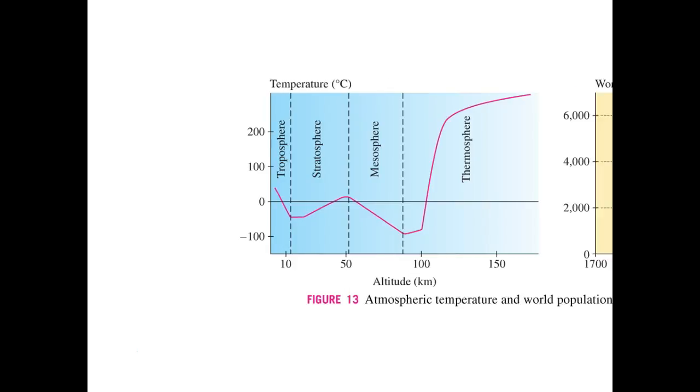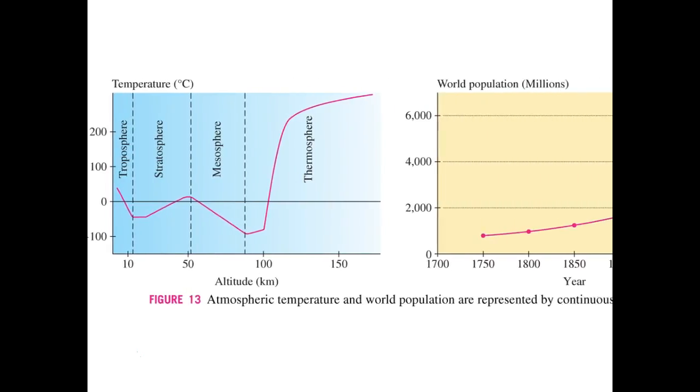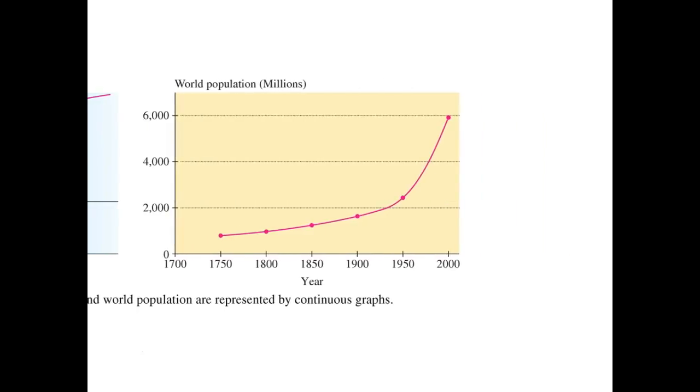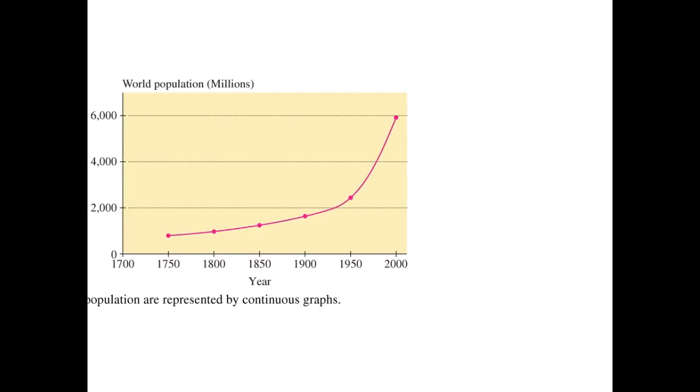Here's another example of real-world modeling. And this one's much more reasonable looking. World population. 1750, we're at, this is in millions of people, still less than 1 billion, because 1,000 million would be a billion. So we were less than a billion at that time, 1750.